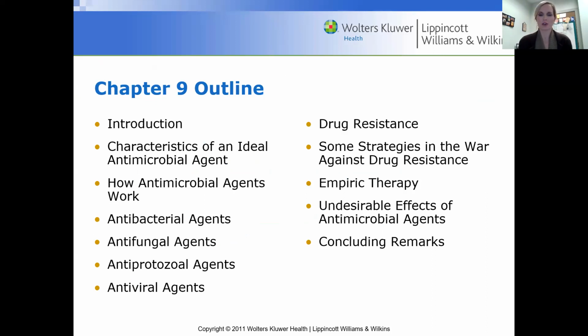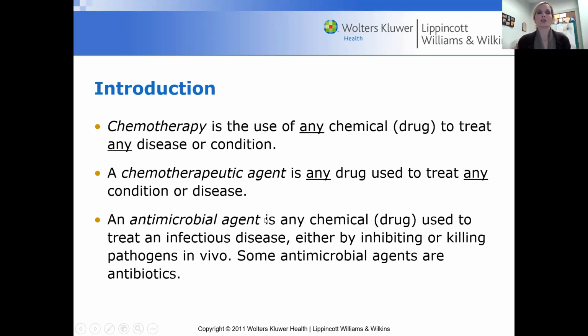I've cut this chapter up a little bit to focus on what we focus on, like I've mentioned before: bacteria, viruses, and fungi. So we're going to look at antibacterial and antifungal. We don't really take a look at antiprotozoal or antiviral, though. We'll see what I mean by drug resistance, and some strategies in the war against drug resistance. And then I think we've skipped over empiric therapy and some undesirable effects. We will take a look at those. Okay, so our introduction here.